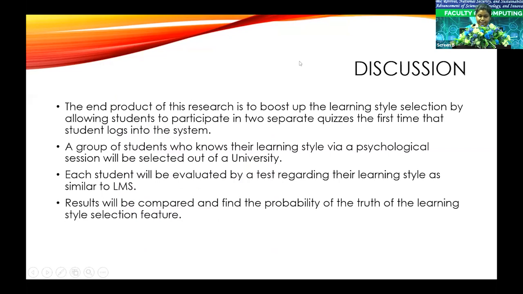As in the discussion, the end product of this research is to boost up the learning style selection by allowing students to participate in two separate quizzes the first time that a student logs into the system. A group of students who know their learning style via a psychological session will be selected out of a university, and each student will be evaluated by a test regarding their learning style, similar to the LMS. So this will generate the result of the truth of being a visual learner.